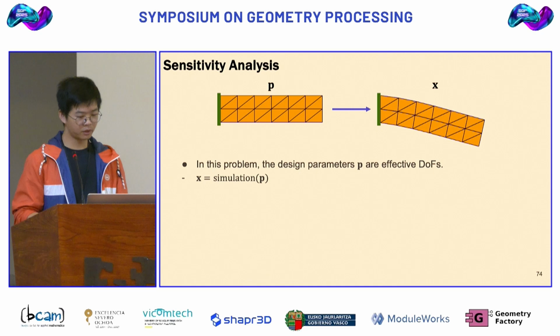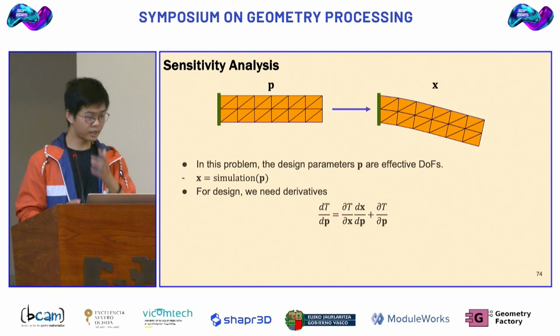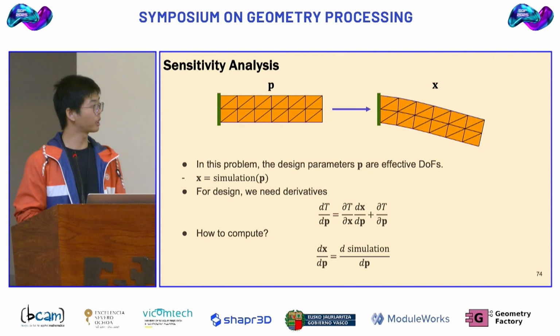Another way to solve the problem is called sensitivity analysis. Recall that for a given design parameter P, we run a simulation to obtain the equilibrium state X. And for design, we need the design objective gradients. Based on the chain rule, we get dT/dP in the following form: dT/dX times dX/dP plus dT/dP. Here, dT/dX and dT/dP are very easy to compute. The only thing left is dX/dP. And how do we compute this dX/dP?